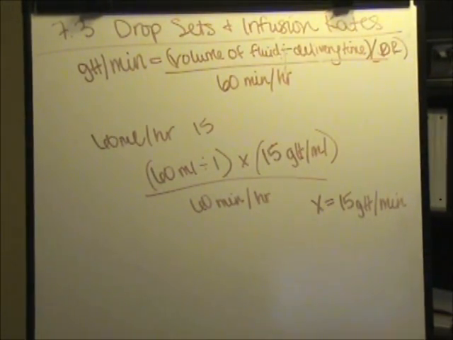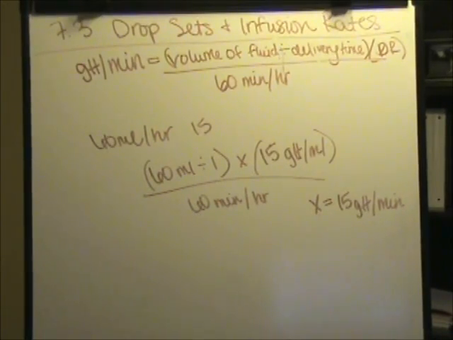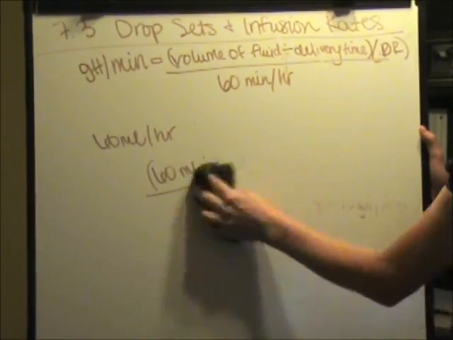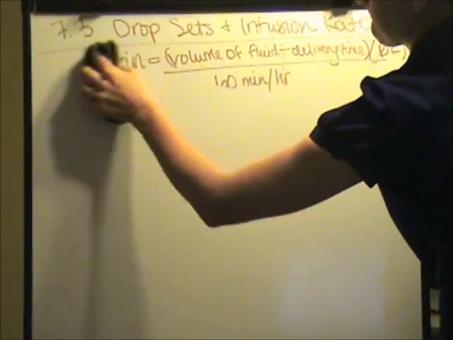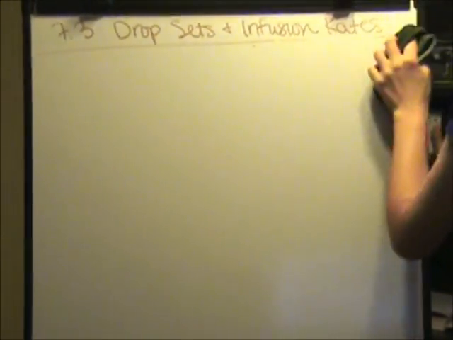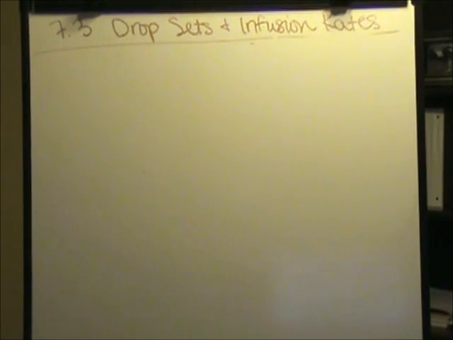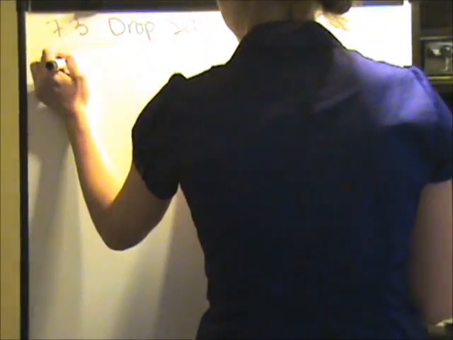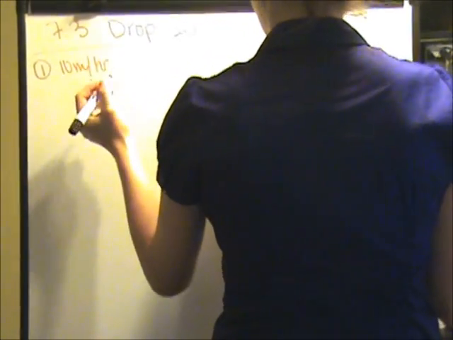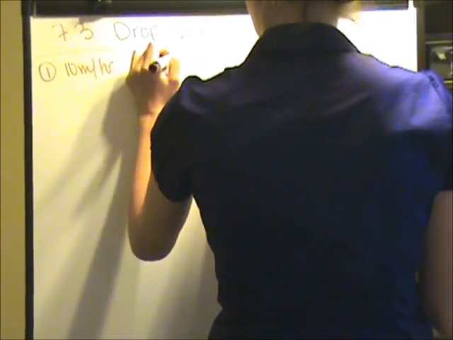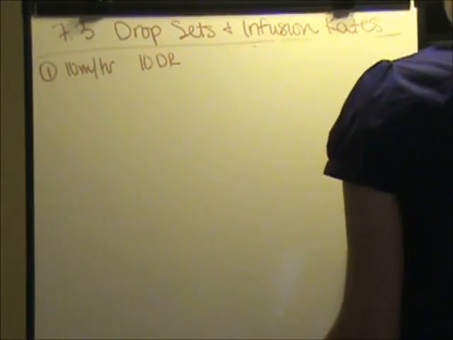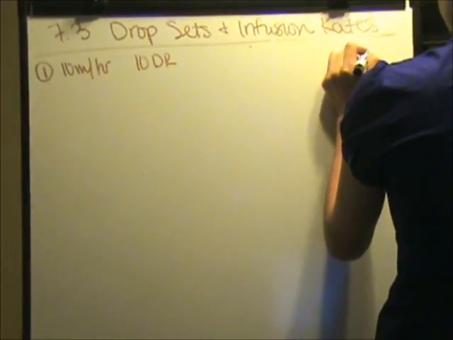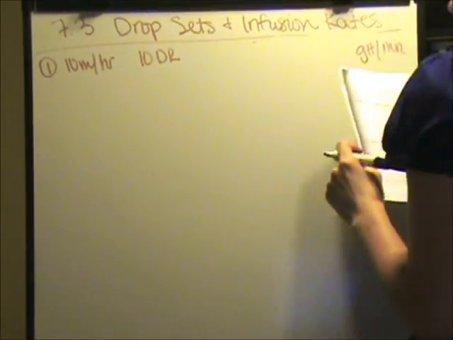Okay. So let's take a look at our 7.3 problem set and work out a couple of these problems together. Let's look at number 1 just to start off. An IV rate is 10 ml an hour. If a 10 drop set is used, what will be the rate in drops per minute? So we're looking for drops per minute. We're going to use the formula we just went over.